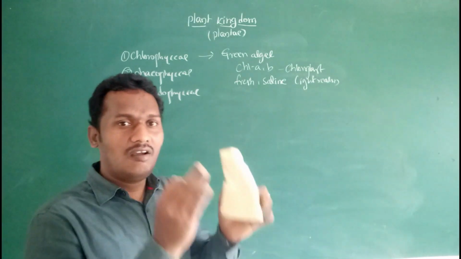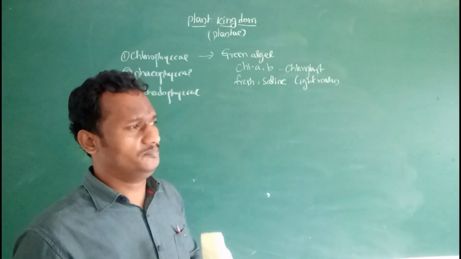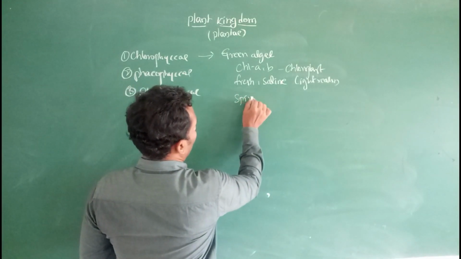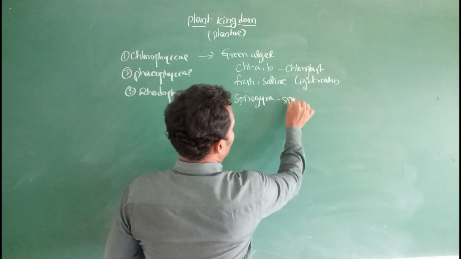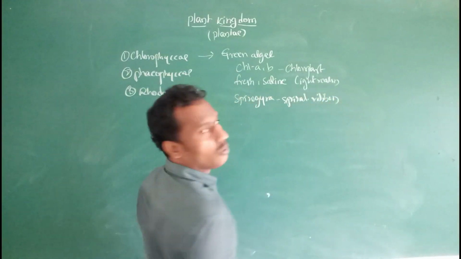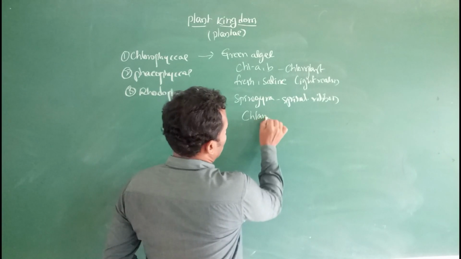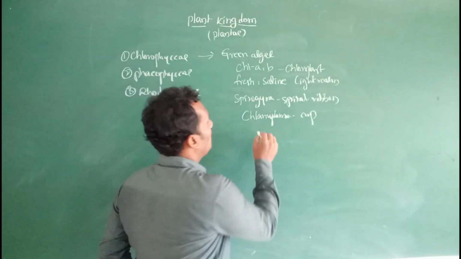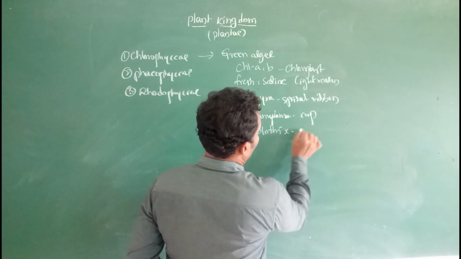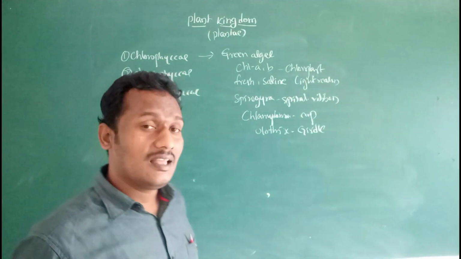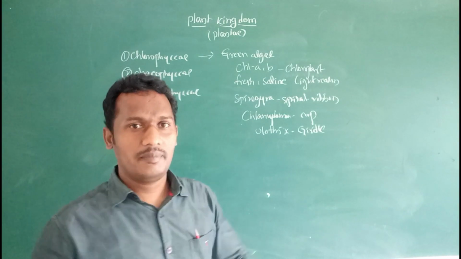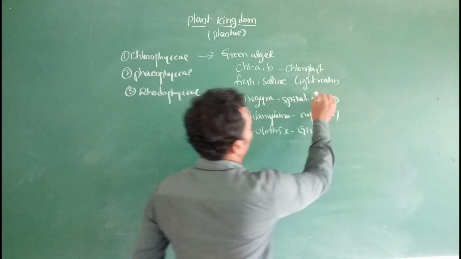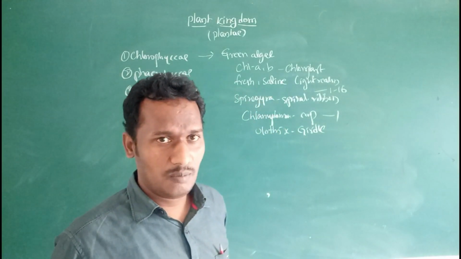The shapes of the chloroplast are discoid, plate-like, reticulate, spiral, ribbon, girdle shape, etc. Best example, Spirogyra: spiral or ribbon shaped chloroplast is present. In Chlamydomonas, a cup shaped chloroplast is present. In Oedogonium, girdle shaped chloroplast. The number of chloroplasts in each cell may vary. For example, in Chlamydomonas, only one chloroplast is present in each cell, and in Spirogyra, 1 to 16 chloroplasts are present.